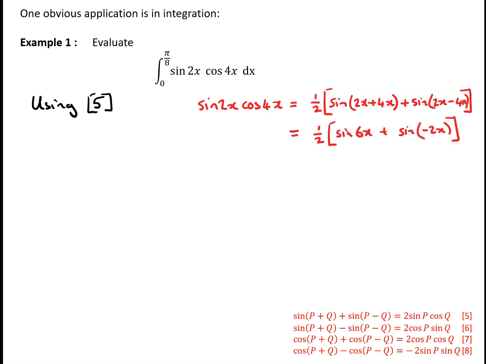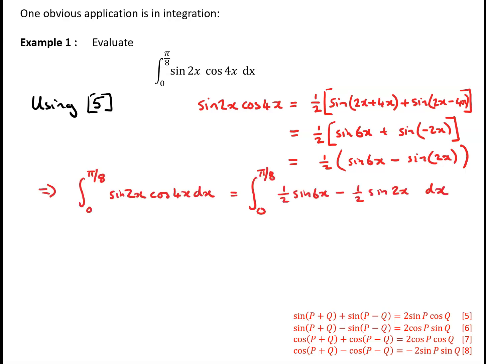So that's the same thing as a half of the sine of 6x plus the sine of minus 2x, but the sine of minus 2x is simply minus the sine of 2x. So we've got sine 2x cos 4x is the same thing as a half sine 6x minus sine 2x. So the integral that we're trying to work out is the integral between 0 and pi by 8 of a half sine 6x minus a half sine 2x. Doing the integration, we get minus a 12th cos 6x plus a quarter cos 2x.